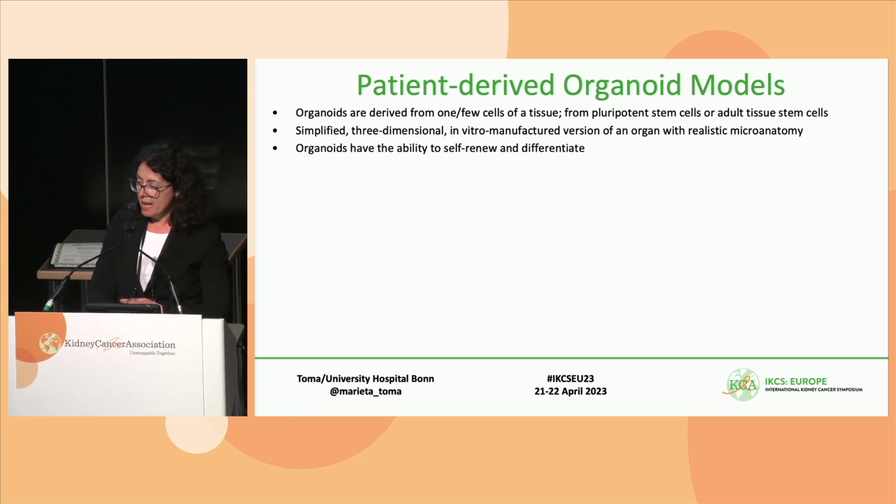What are organoids? Organoids are derived from a few cells of a tissue, or you can derive them from pluripotent stem cells or adult tissue stem cells. They are simplified, but three-dimensional structures with realistic microanatomy. And the organoids have the ability to self-renew and differentiate.